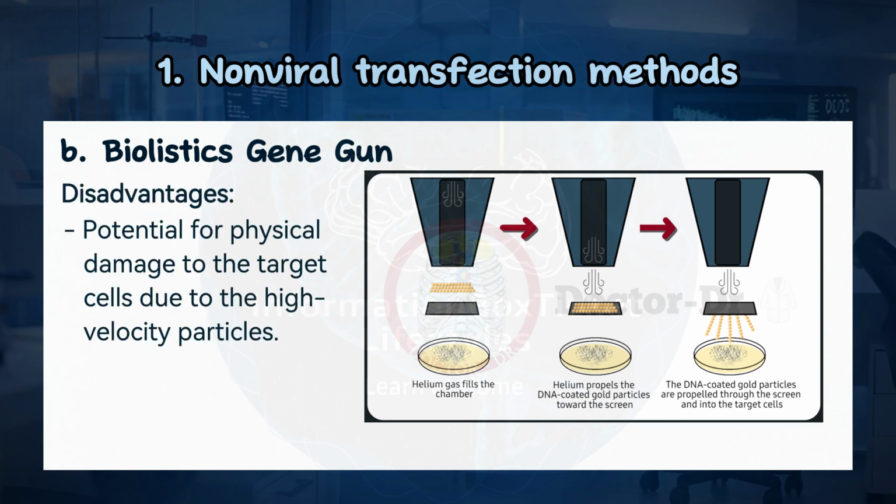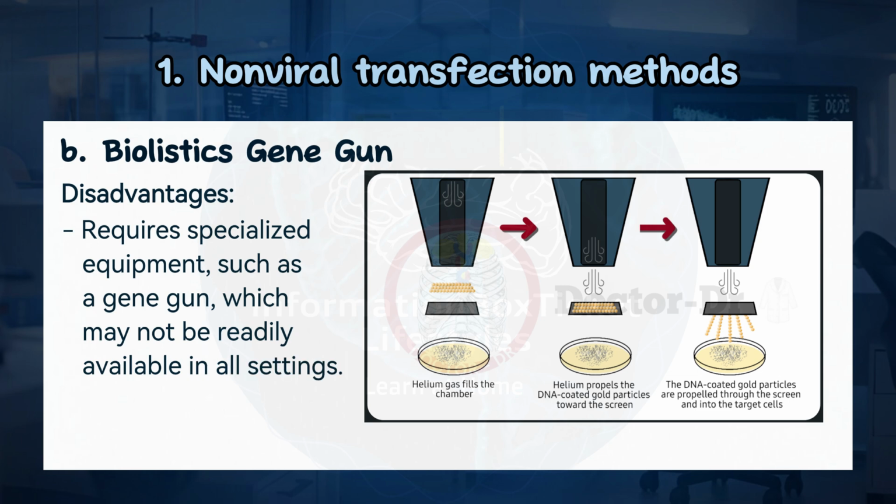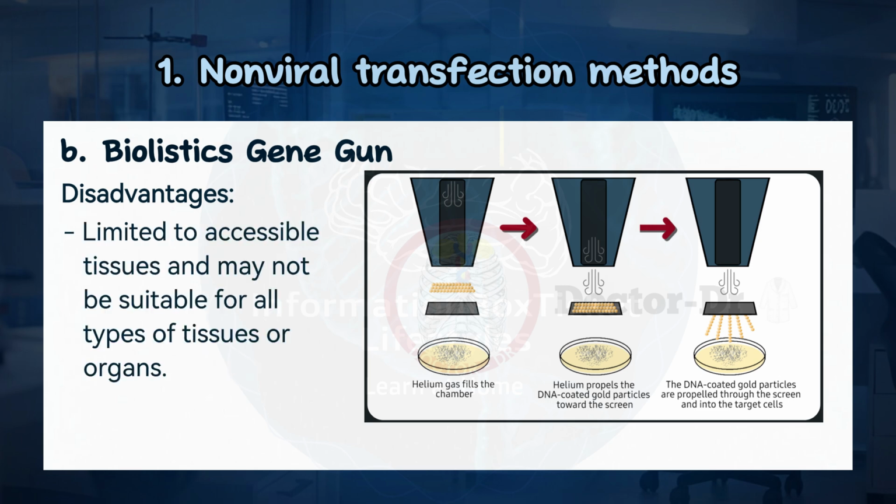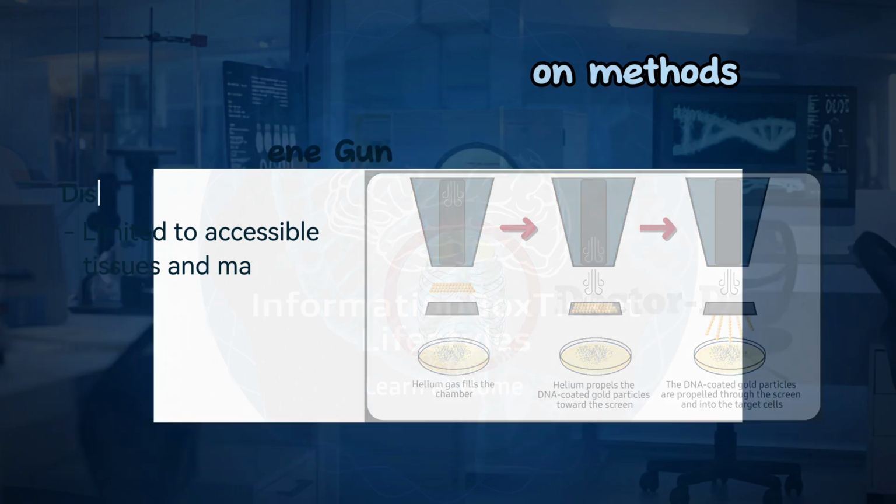Disadvantages: potential for physical damage to the target cells due to the high-velocity particles. Requires specialized equipment, such as a gene gun, which may not be readily available in all settings. Limited to accessible tissues and may not be suitable for all types of tissues or organs.